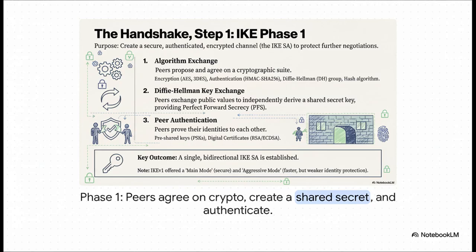Then comes the magic. Using a process called Diffie-Hellman, they can both create the exact same secret key without ever sending it across the internet. It's kind of like you both agree on a secret color by only talking about public colors that you're mixing together. It's wild. Once that key is set, they prove their identities to each other, and the result? A secure channel is up.